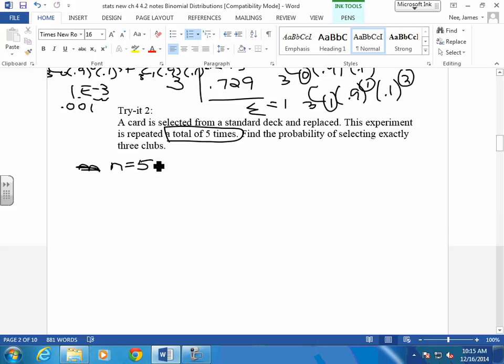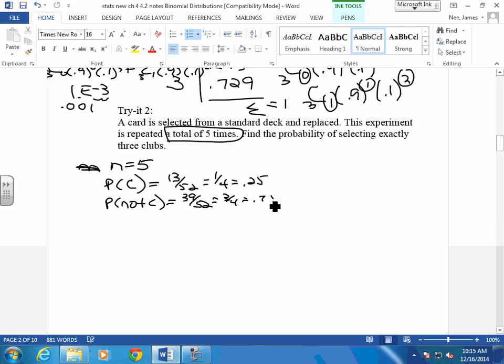Okay. What is it you're trying to pull? Club. So what is the probability of getting a club? 13 out of 52, 1 out of 4, 0.25. Can you leave it in a fraction? Absolutely. What is the probability of not a club? 39 out of 52, or 3/4, or 0.75.